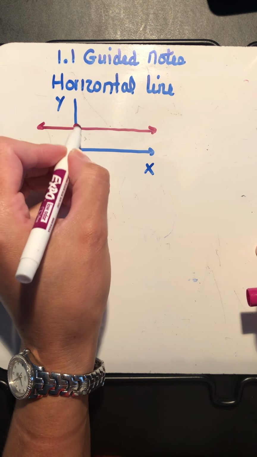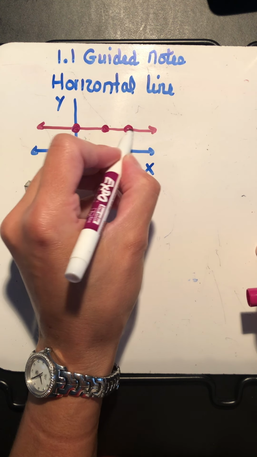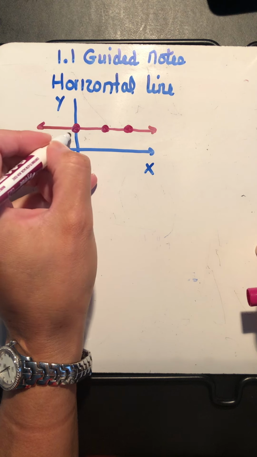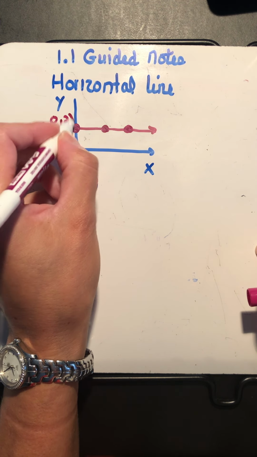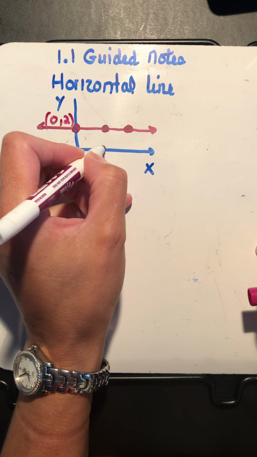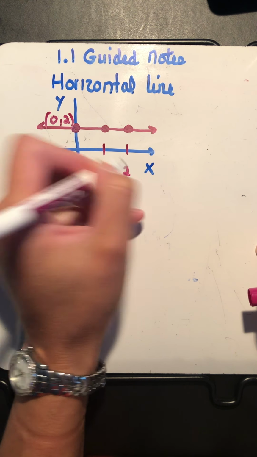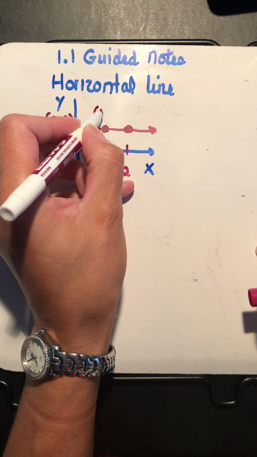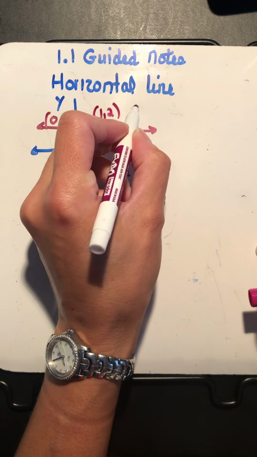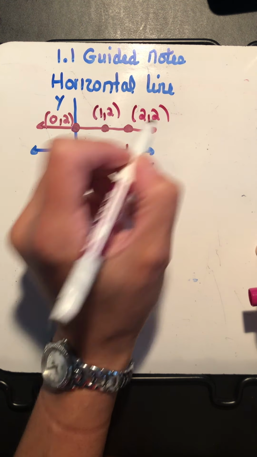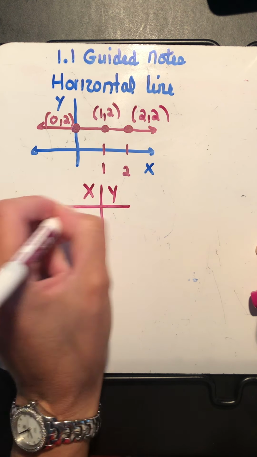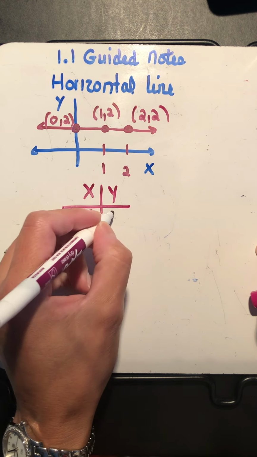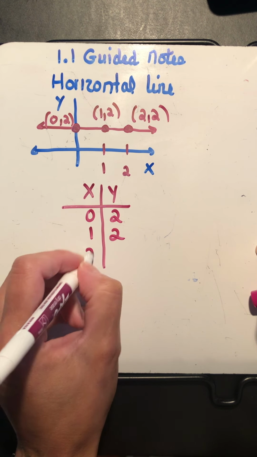So let's say this is the point (0, 2), right? Let's say this is the point (1, 2), and let's say this is the point (2, 2). If I were to put these points in a chart, right? So (0, 2), (1, 2), (2, 2).